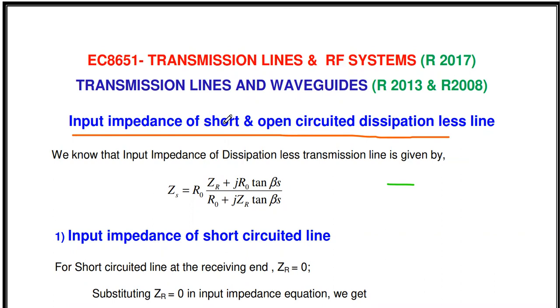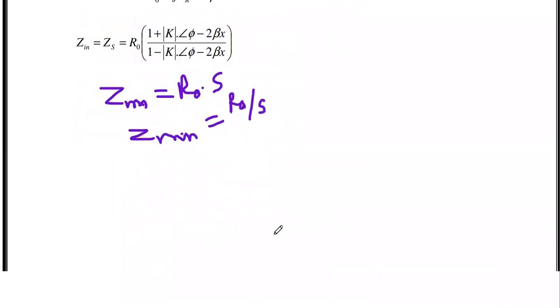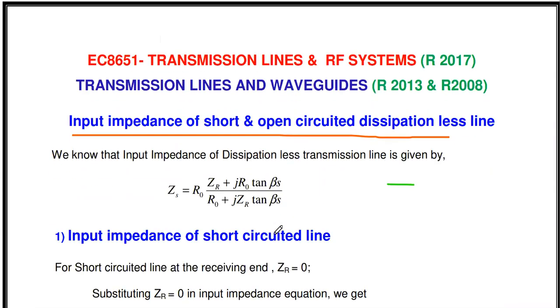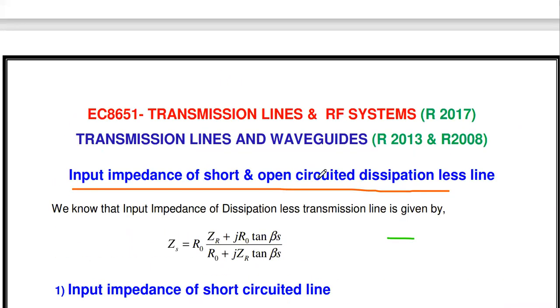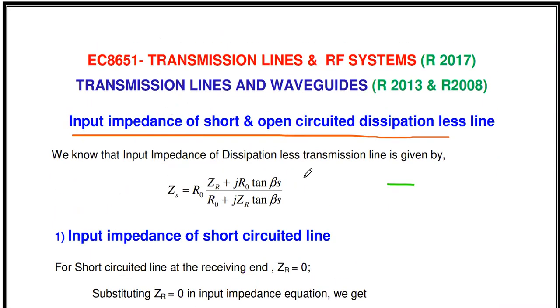In the previous video we discussed the input impedance of a dissipationless line. We derived two formulas for the input impedance: one in terms of ZR and R0, and one in terms of the reflection coefficient and R0. Now we are going to derive the input impedance for an open circuited transmission line and a short circuited transmission line. These are the two special cases.